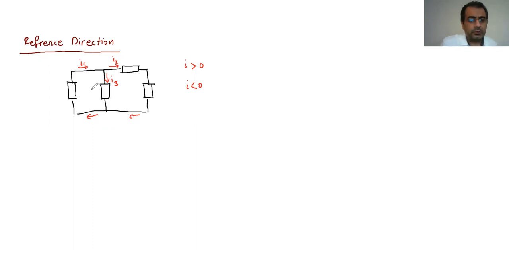But whenever you're doing it, unless you're certain about the direction, don't spend time trying to figure out which direction those I's go. Just whatever you feel it goes, just choose it. Just choose a direction and then do the analysis. If the direction you chose is wrong, the I will come out negative. Any question?